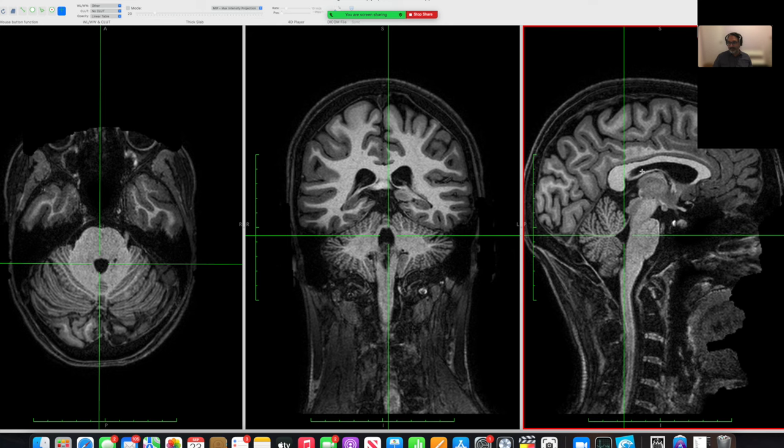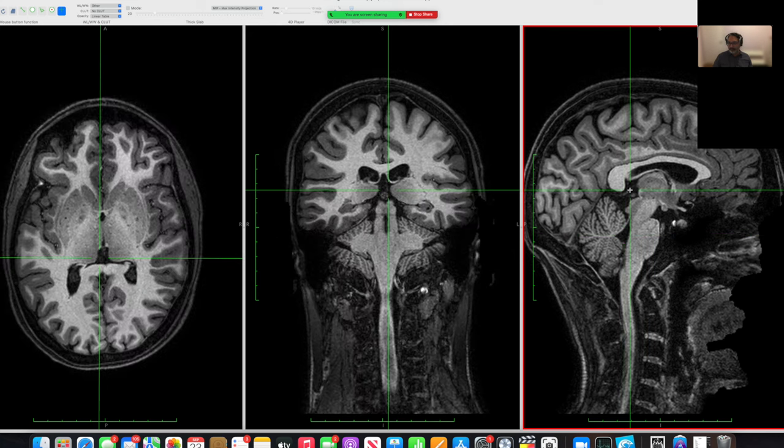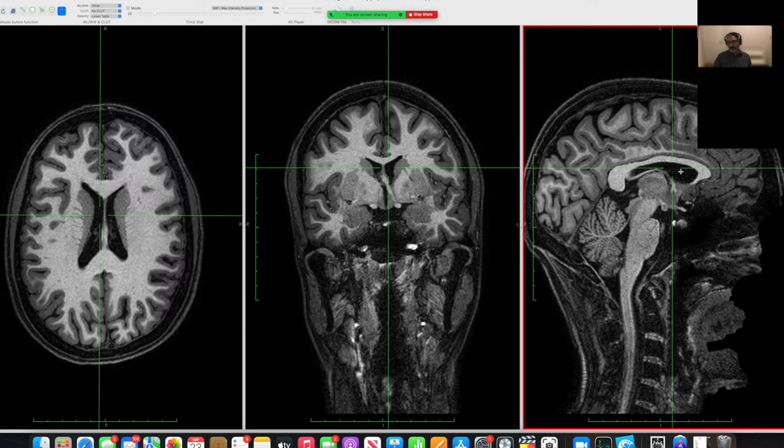And there's your third. And then this is the third ventricle. That's what it will look like in an axial view. That's what it will look like in a coronal view. And that's the sagittal view. And then your lateral ventricles.